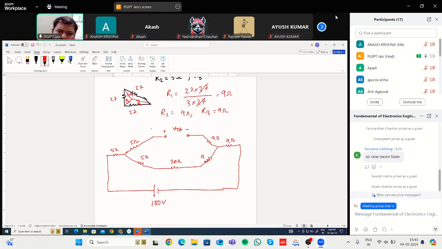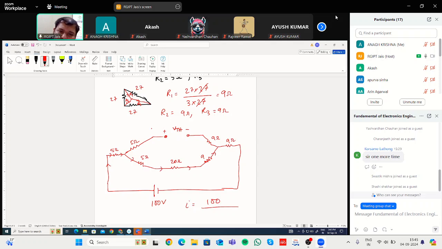Now, what will be VTH? VTH will be the voltage across the open terminals. But some current is flowing, let us say here, due to this voltage source. Will any current flow through this path? No, because there is this open circuit. So whatever current was flowing, that will flow through this path. So what is the value of the current? So I is equal to 100 divided by all the resistances.